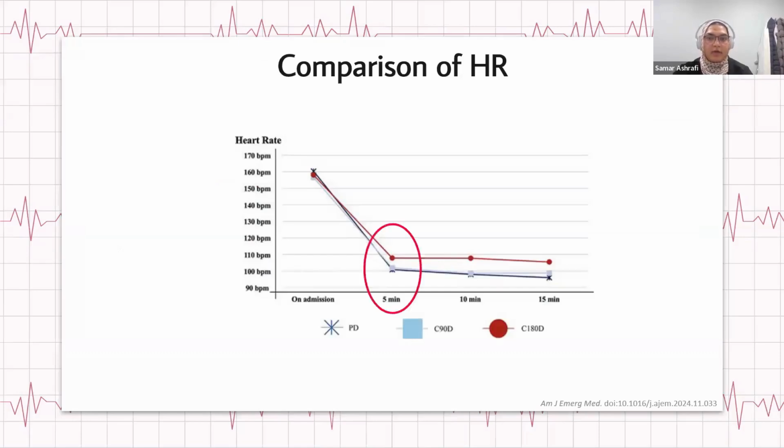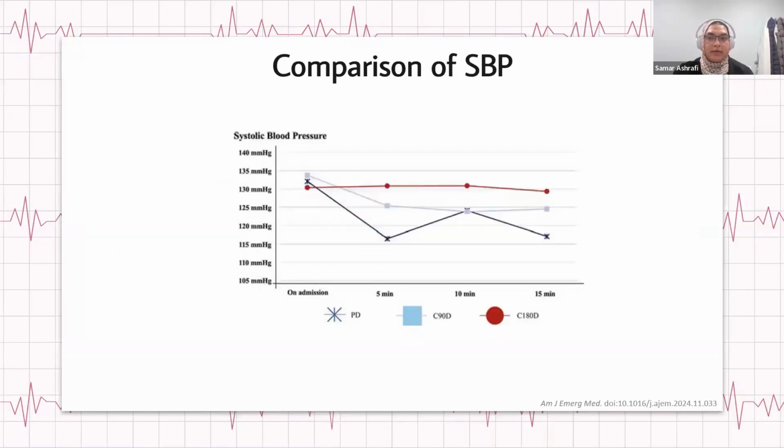So at the 5-minute mark, all three arms had a significant reduction and achieved adequate rate control for these patients, and that stayed consistent across the three time points. And then looking at the systolic blood pressure at the 5-minute mark, the placebo had the most rapid decrease. So it fell to about 117 millimeters of mercury. And then the 90 milligram arm had about 124 millimeters of mercury at 5 minutes. And then the 180 milligram group stayed pretty even across at 129.